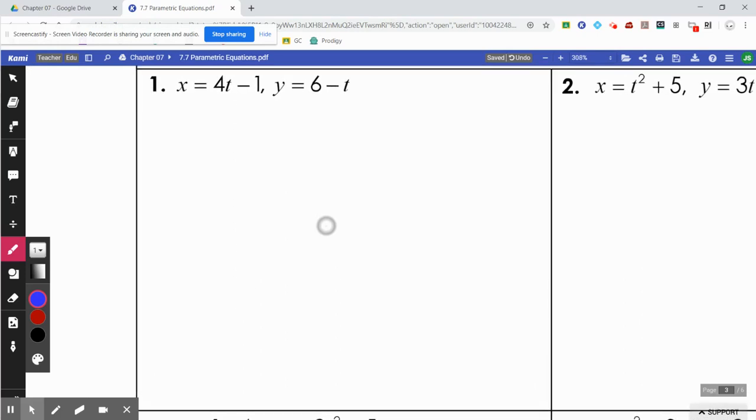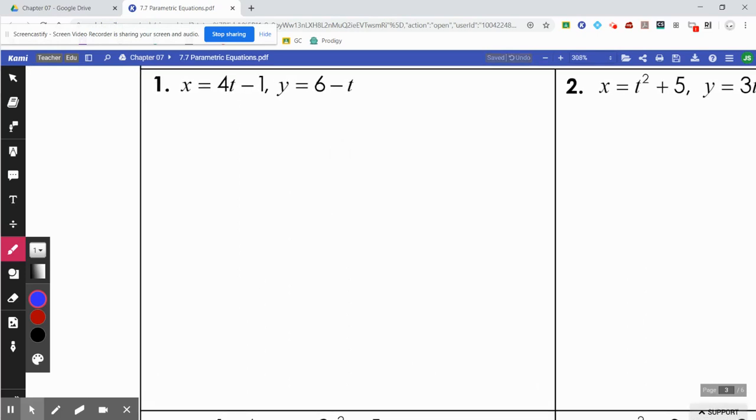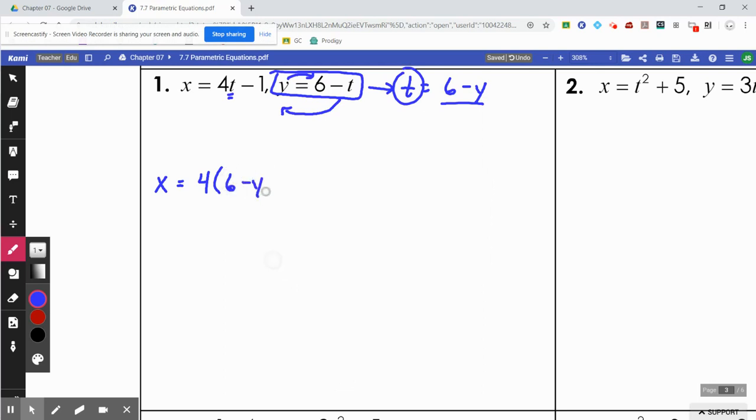So again, all we do is solve either one of these for t, and it's going to be much easier to solve this equation for t. What I'm going to do is move my t over, and I'm going to move my y to the other side here. So this will turn into t is equal to, I believe that would be 6 minus y, or negative y plus 6. You can write it either way. And then we're simply plugging that in for t over here. So my other equation now turns into x equals 4 times, the value of t is now 6 minus y, so plug that in for t, and then you have minus 1.